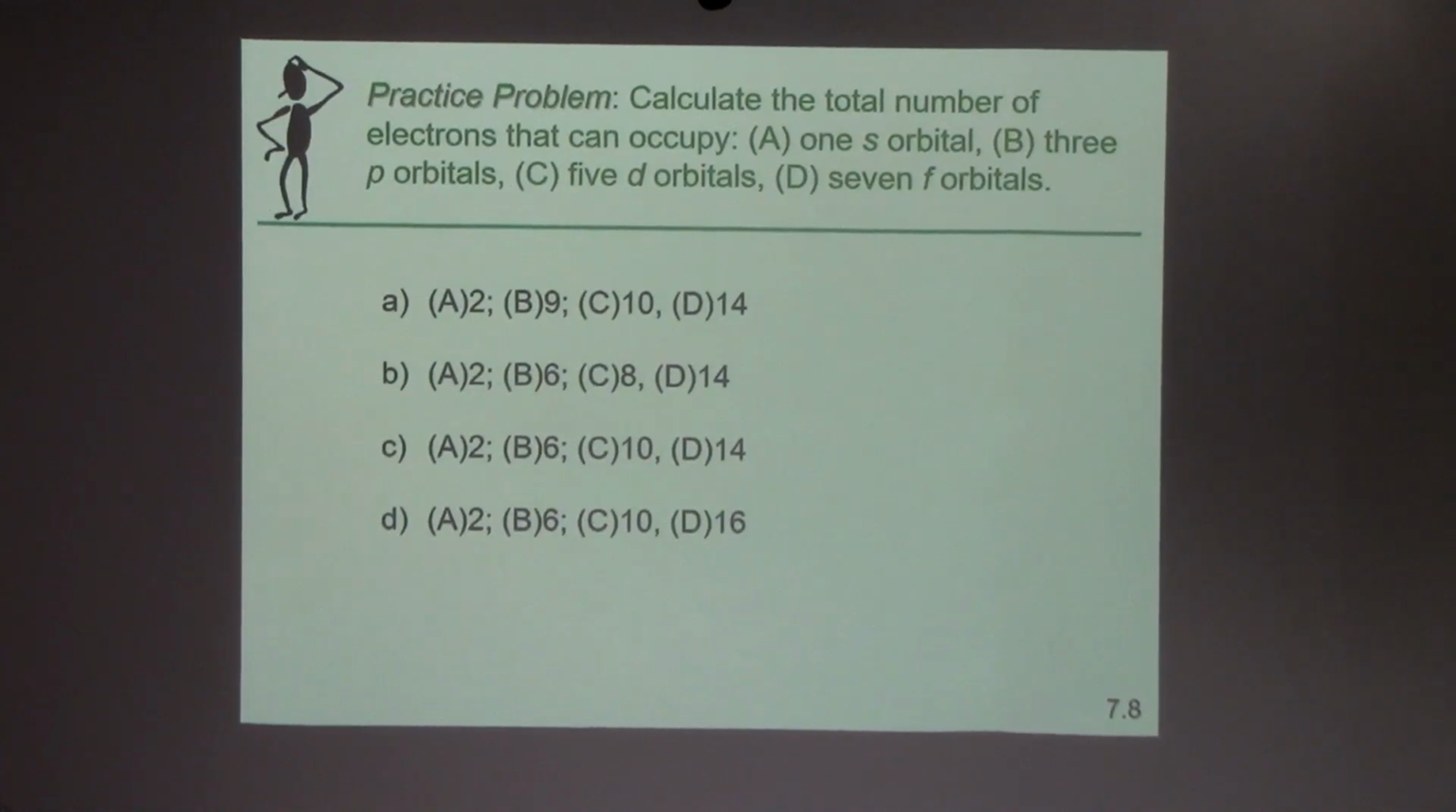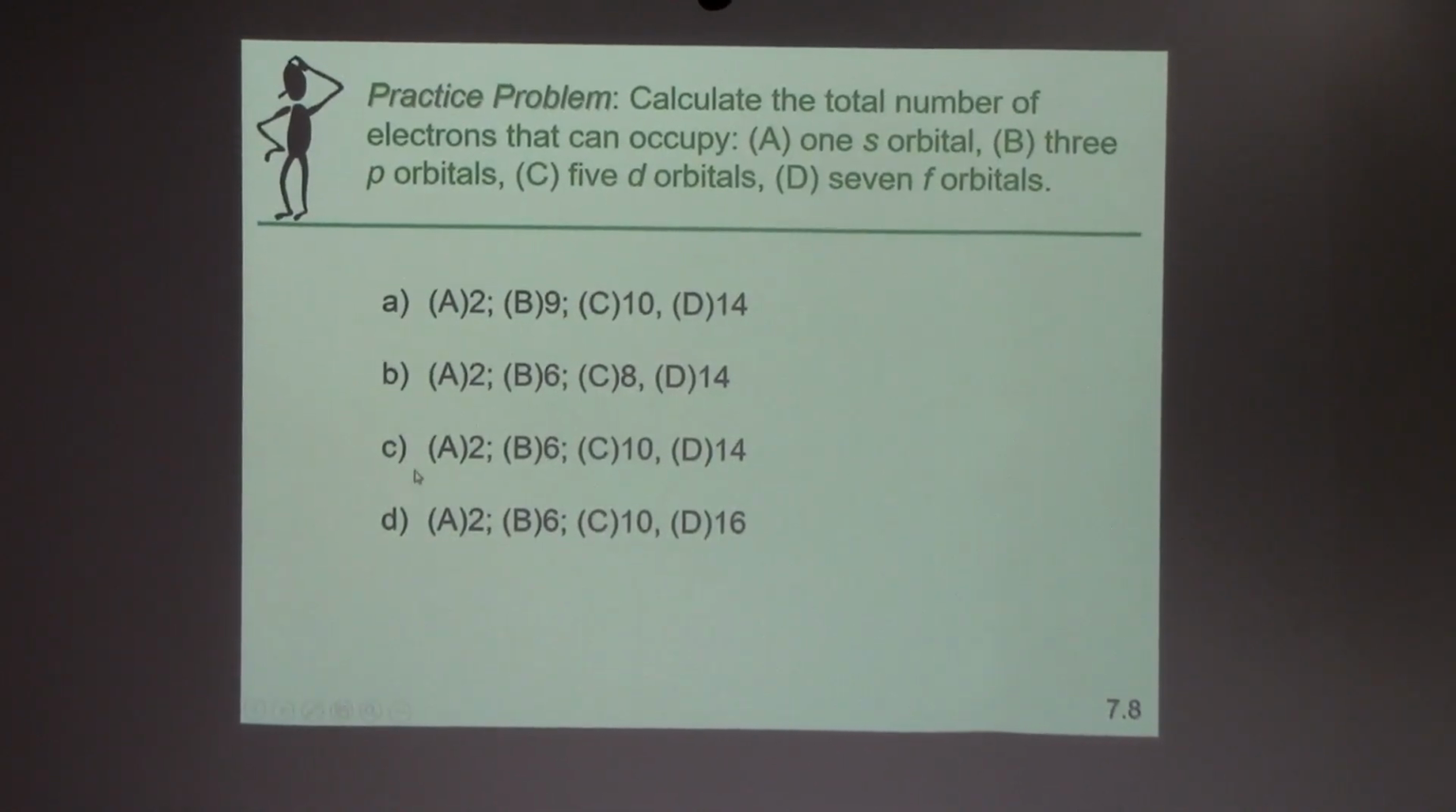So here's a practice problem. Calculate the total number of electrons that can occupy A, a 1s orbital, B, 3p orbitals, C, 5d orbitals, and D, 7f orbitals. So each orbital takes 2 electrons. So if you have a 1s orbital, that's 2. If you have 3p orbitals, that gives you 6. So 2 for A, for B it's 6. For C, we have 5d orbitals, so that means 10. D, if you have 7f orbitals, that's 14. So the answer is what?